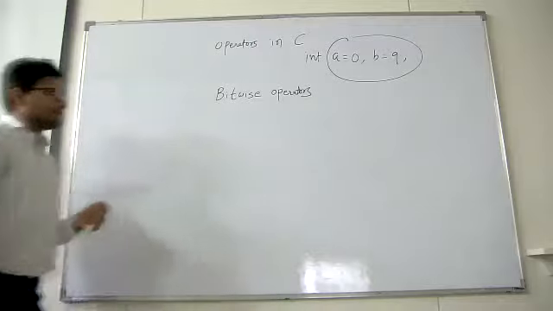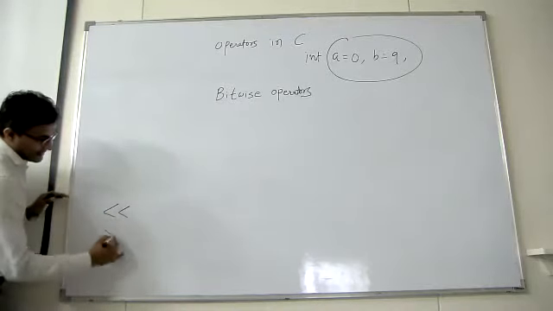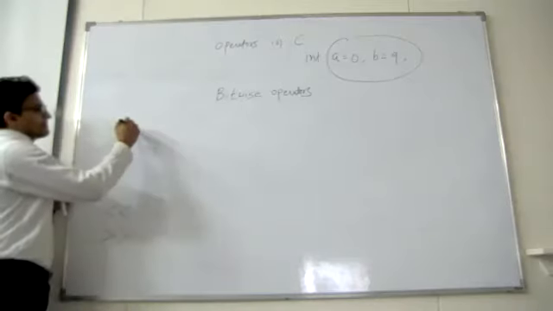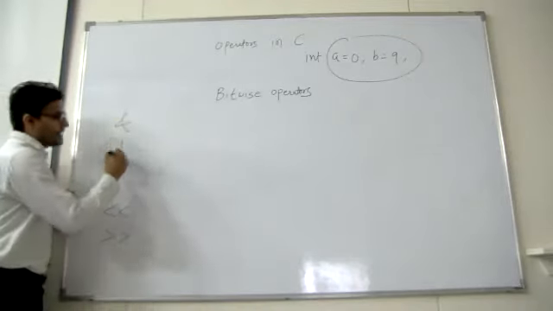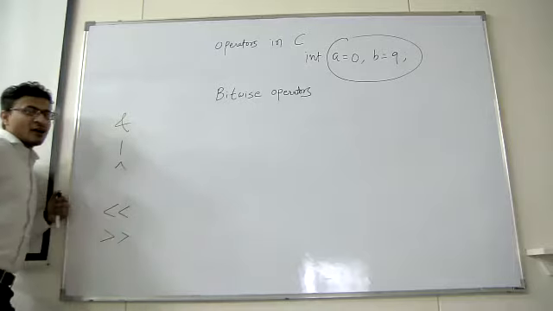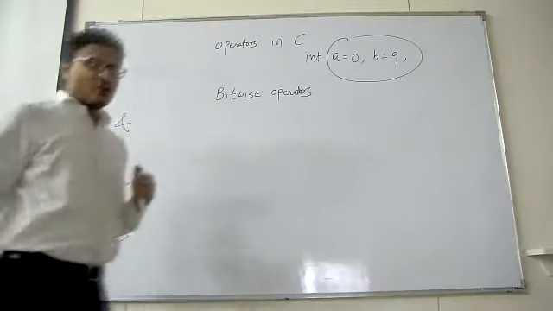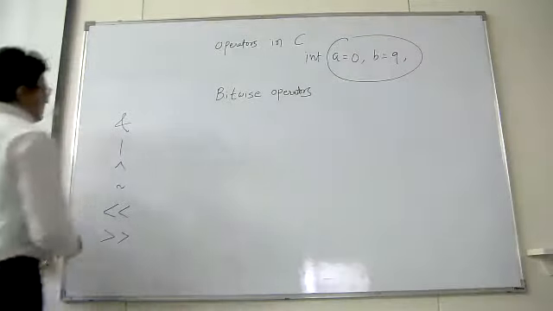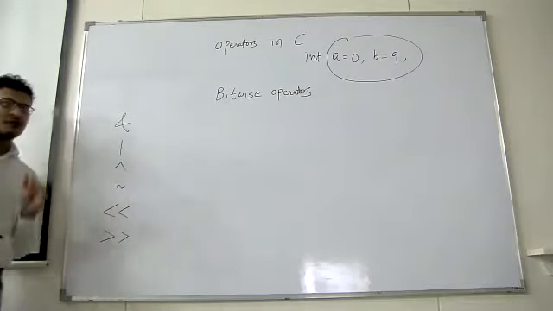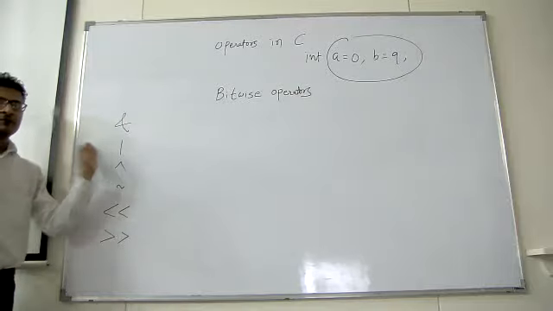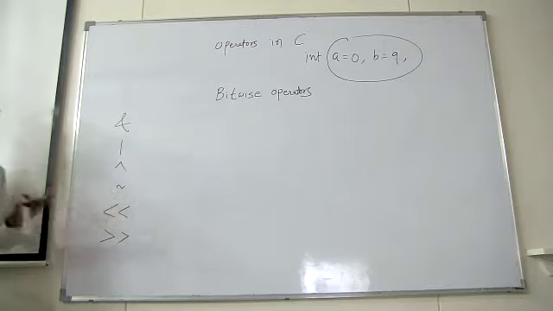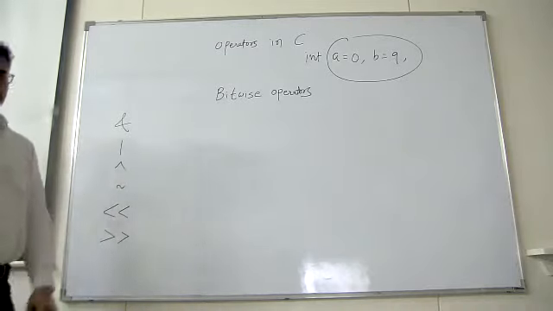Left shift, right shift, bitwise OR, bitwise AND, bitwise XOR, and NOT, the complement or NOT operation. So the bitwise operators are: bitwise AND, bitwise OR, bitwise XOR, bitwise NOT, shift left and shift right.